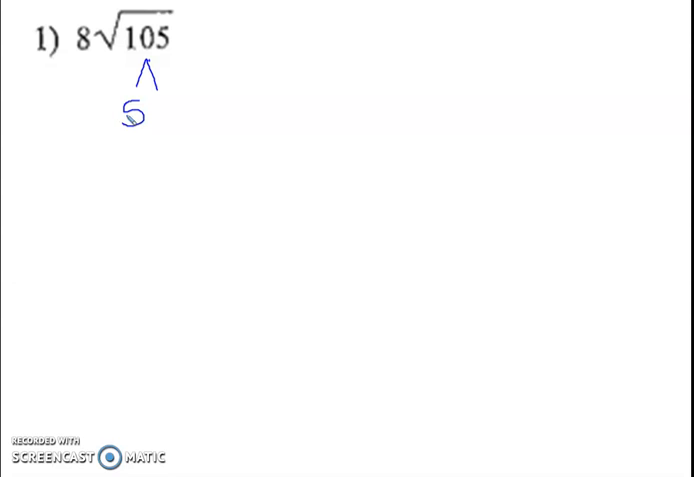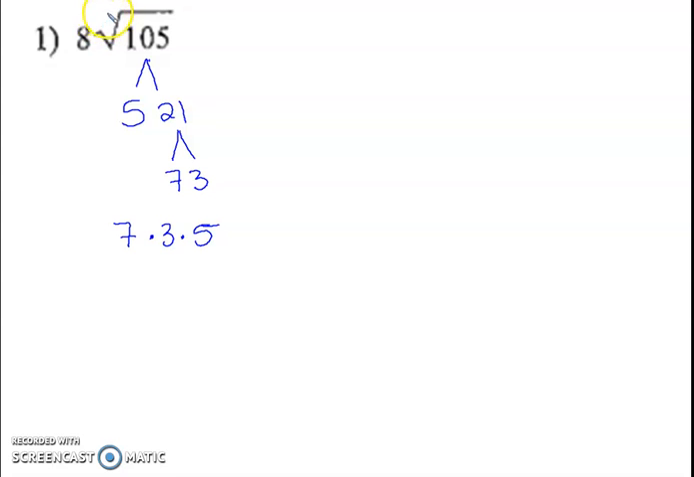Nope. Okay. 105 divided by 5 is 21. What are factors of 21? 7 and 3. So 105 is the same as 7 times 3 times 5. Do that on your calculator real quick. See if you get 105. 7 times 3 times 5. So that gives you 105.